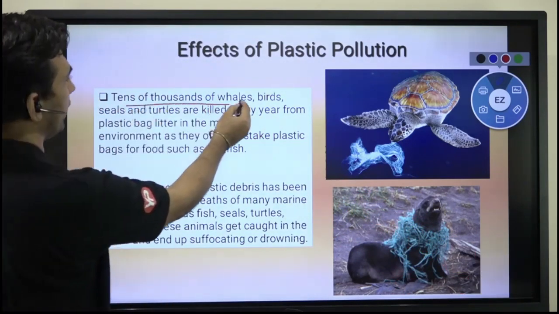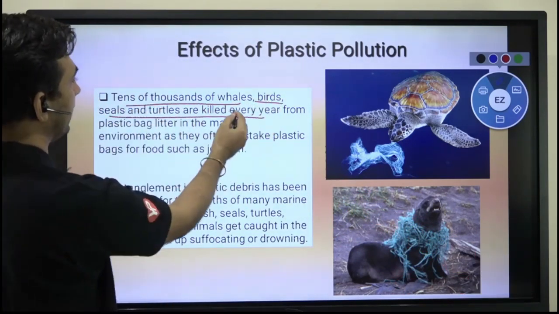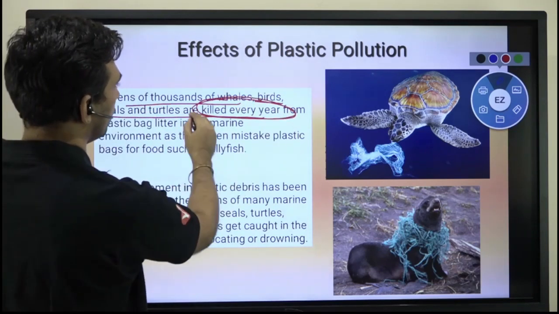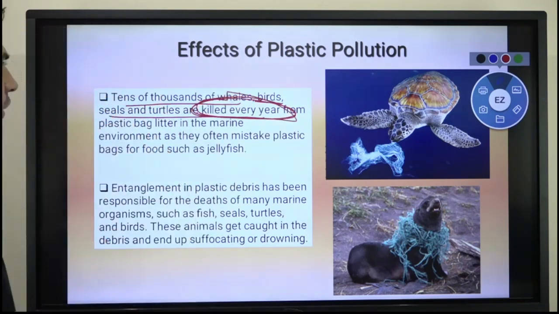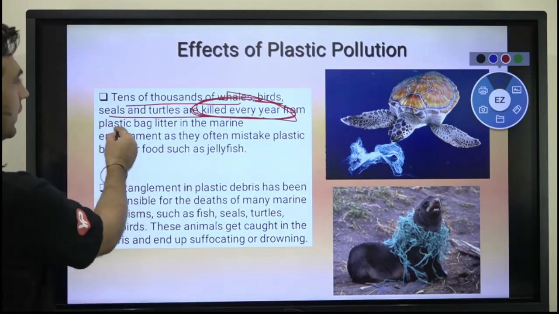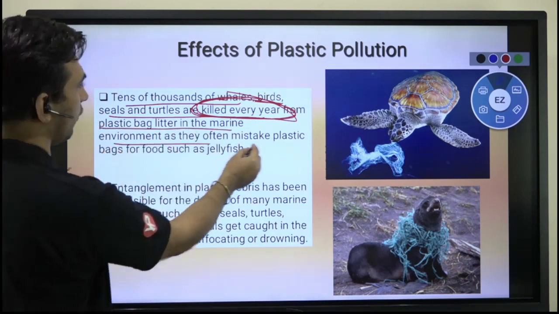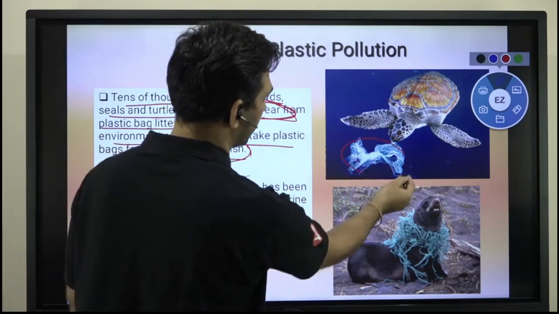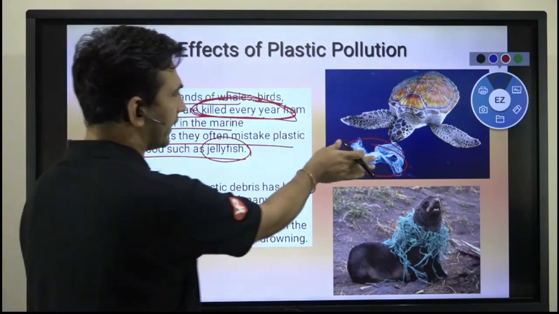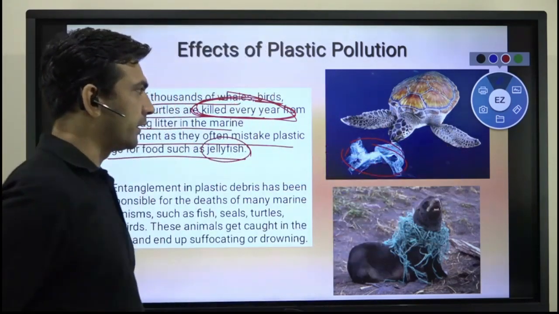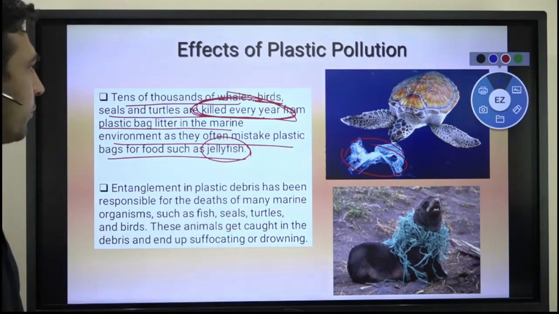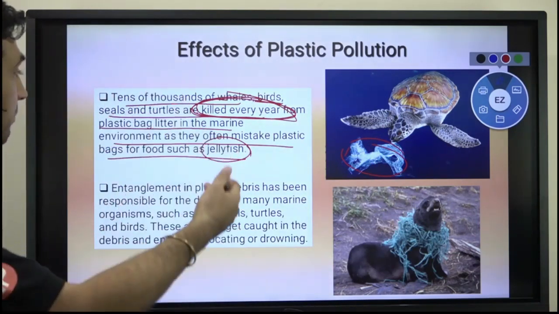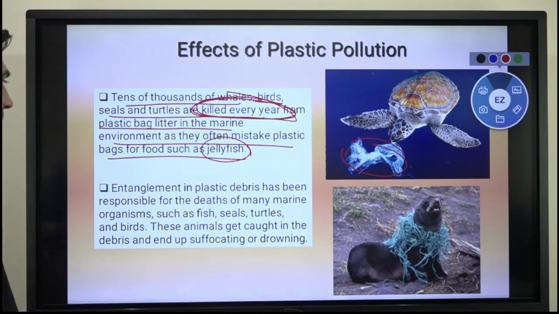Tens of thousands of whales, birds, seals and turtles are killed every year. This is the data that you have as of now, that thousands of these living things are being killed because of plastic bags in the environment, and they often mistake plastic bags for food such as jellyfish. For example, here if there is a fish, it will look like a jellyfish, and therefore many of the fish which depend upon jellyfish may by mistake eat it up, and then they have the consequences which I mentioned over here.